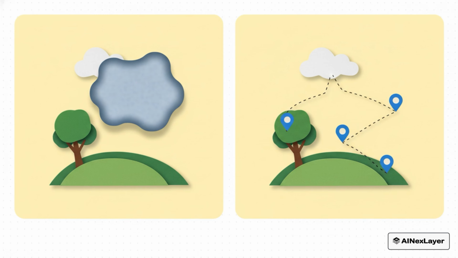Not very helpful, right? But Nemotron-ColEmbed on the right is completely different. It creates a whole bunch of precise reference points, an embedding for the tree, another one for the cloud. You get the idea. It creates this rich, searchable map of the image, not just a blurry label.